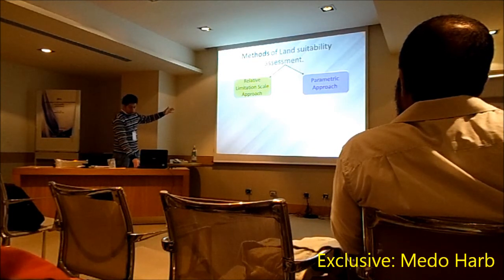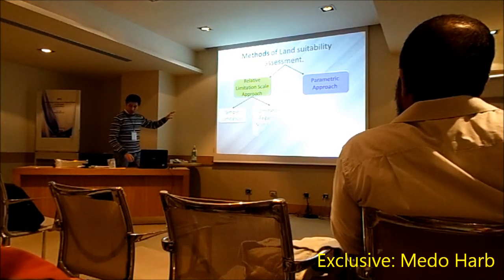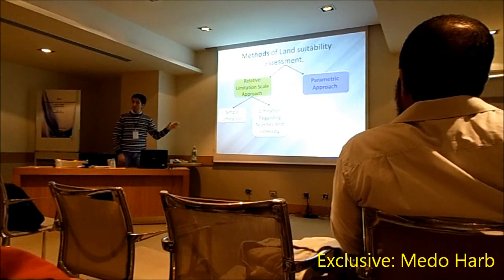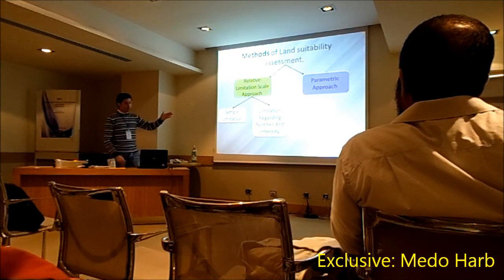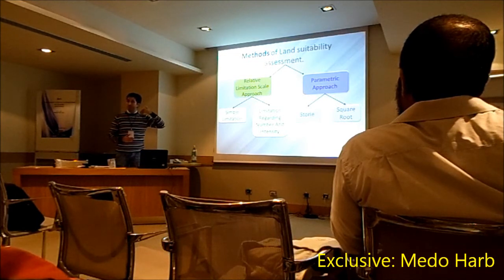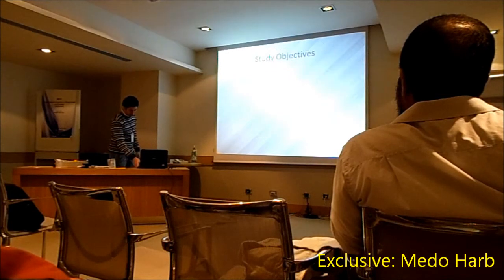The limitation approach has two methods: the simple limitation and the limitation regarding number and intensity. For the parametric approach, there are two methods. One of them is the Storie index, the one we used in the first presentation, and the other one is the square root. We are more interested in this study in the parametric approach, where we are going to introduce a third equation, or a third method, of parametric analysis.